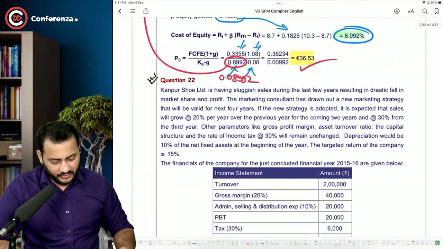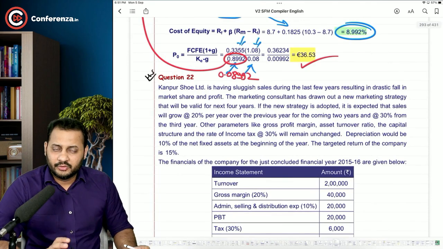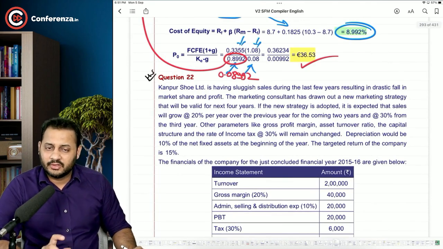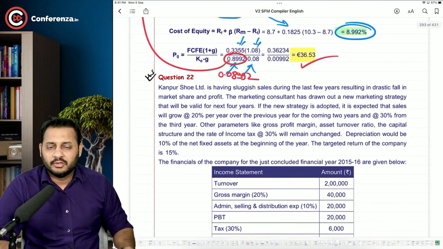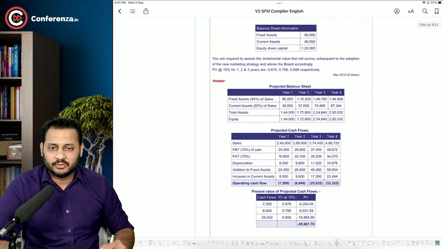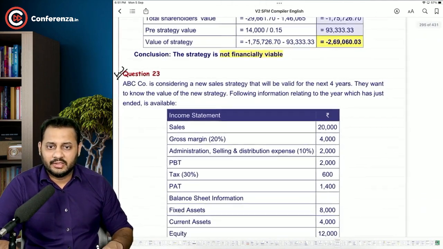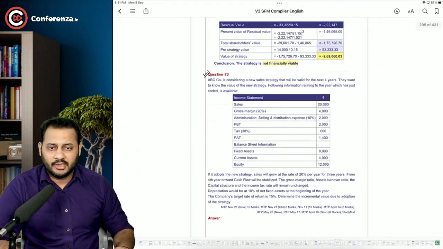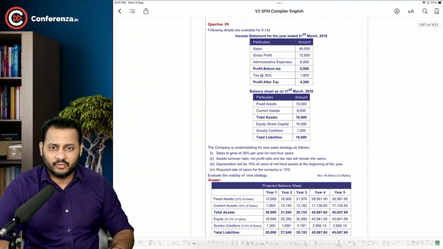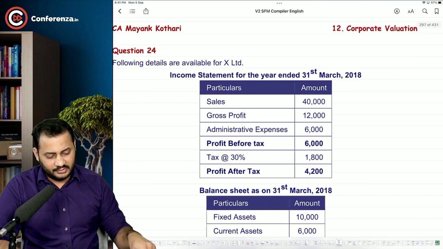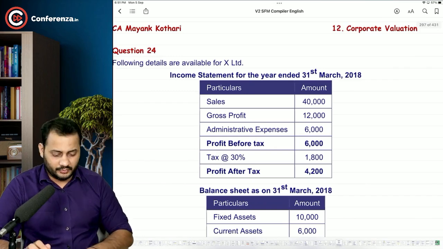Chalo. Question number 22 is your homework. Coming 2-3 questions are quite similar, so I'm going to take the one which is very important, which is a little difficult. So question number 22 is homework. 23 is again homework. Okay. I am going to take, I think, question number 24. Have a look on this. Question number 24 now.